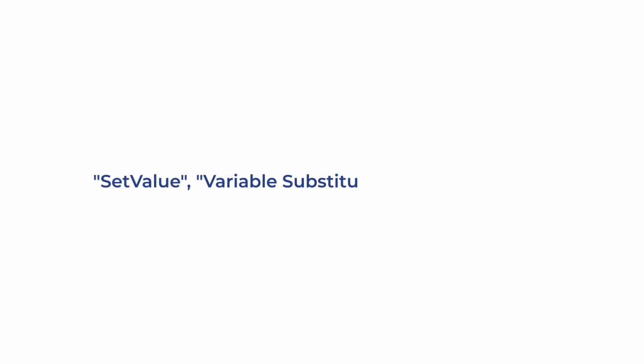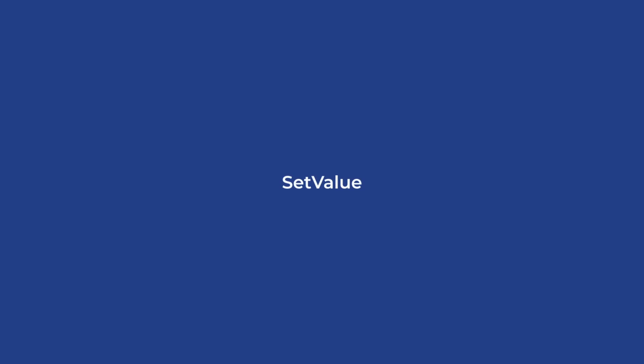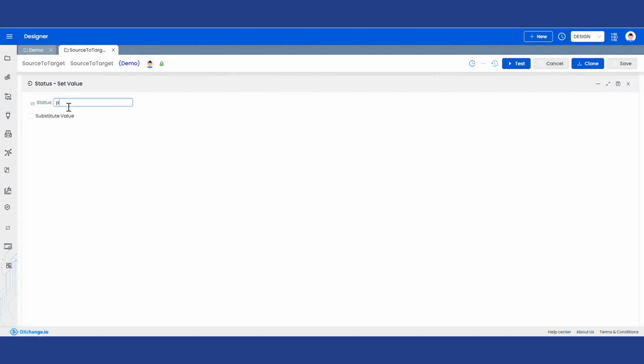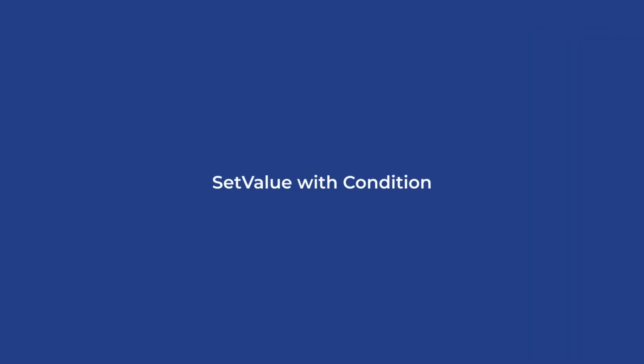Set value, variable substitutions, and set iterator. Set value, to set a specific value on the target data element. Right-click on the target data element, click on Set Value, enter the value in the text box and save. Set value with condition.